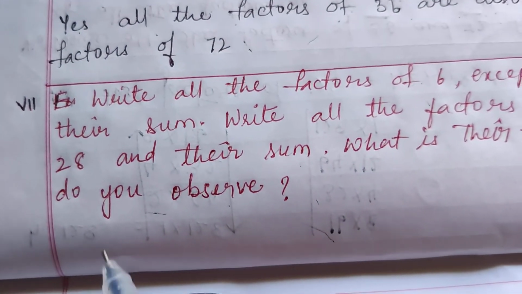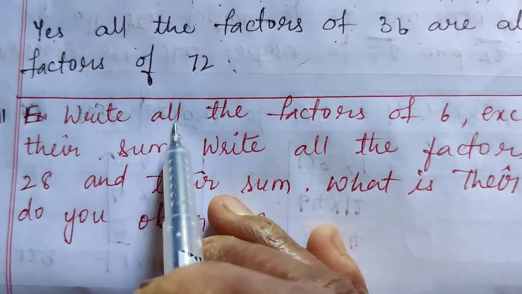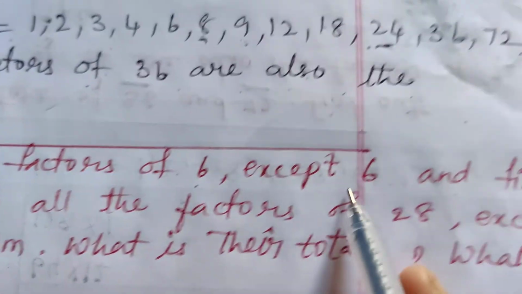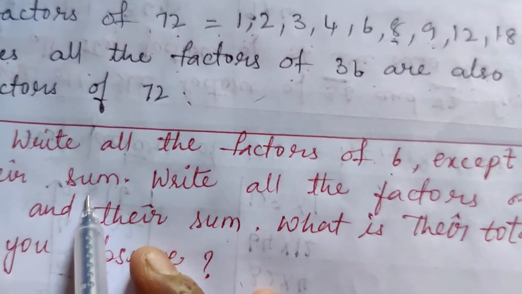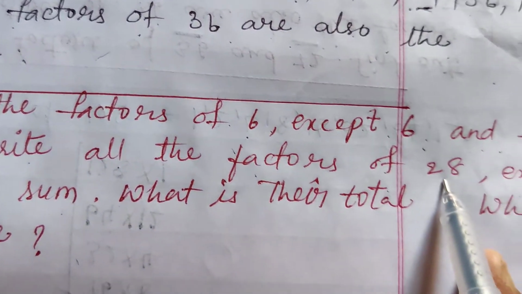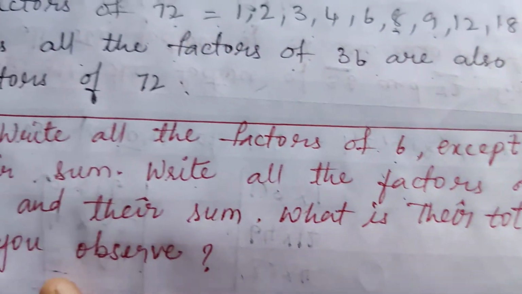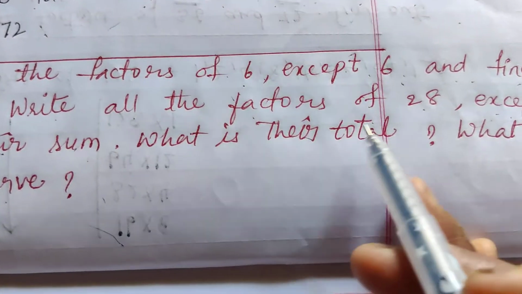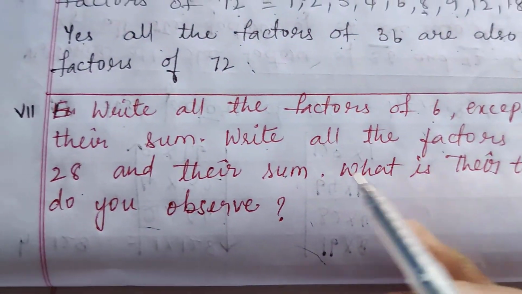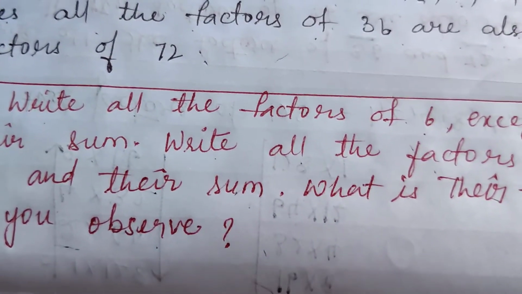Now children, seventh sum. Write all the factors of 6 except 6 and find their sum. Write all the factors of 28 except 28 and their sum. What is their total? What do you observe? Children, so many questions but very easy answer.